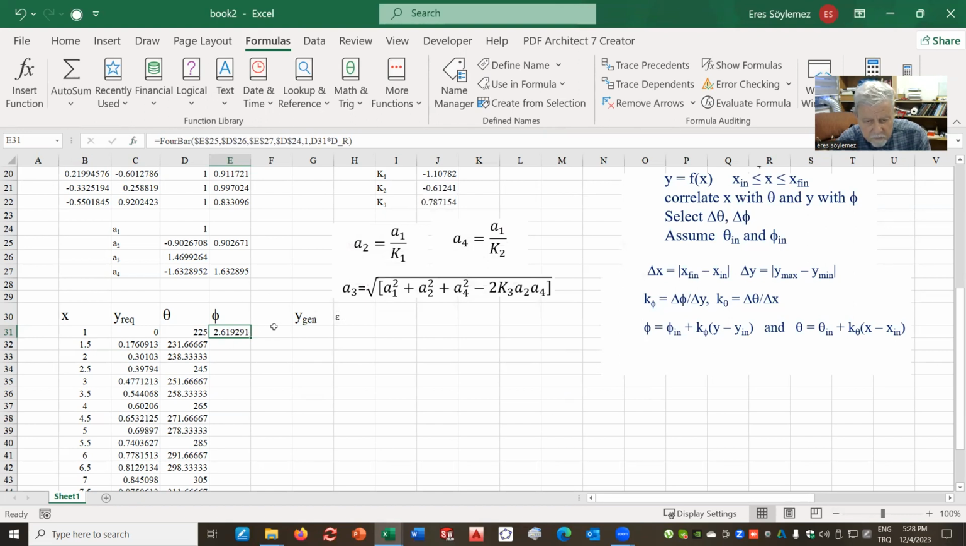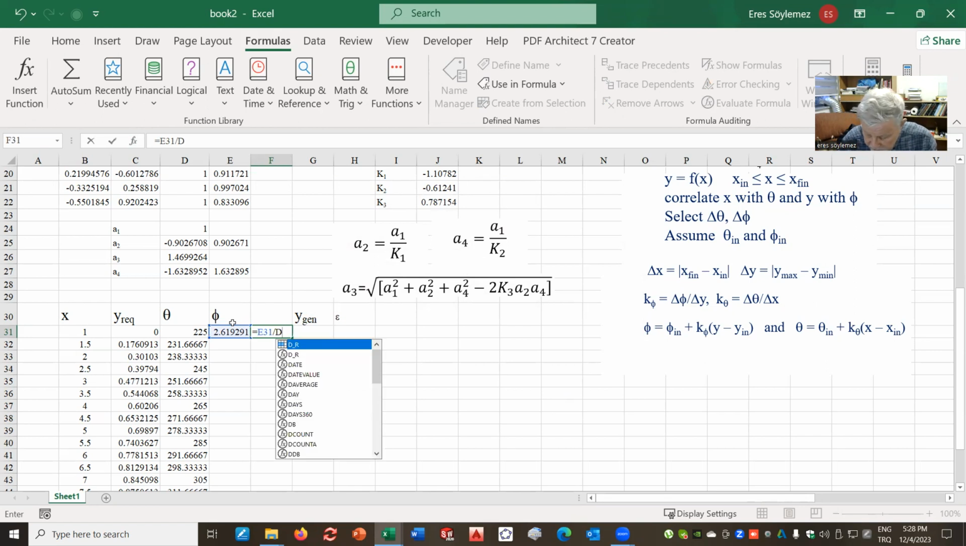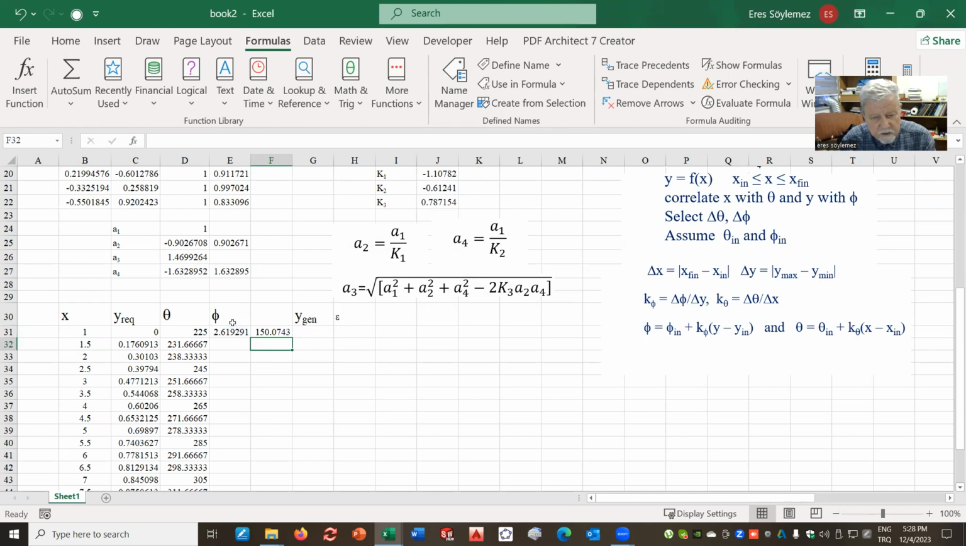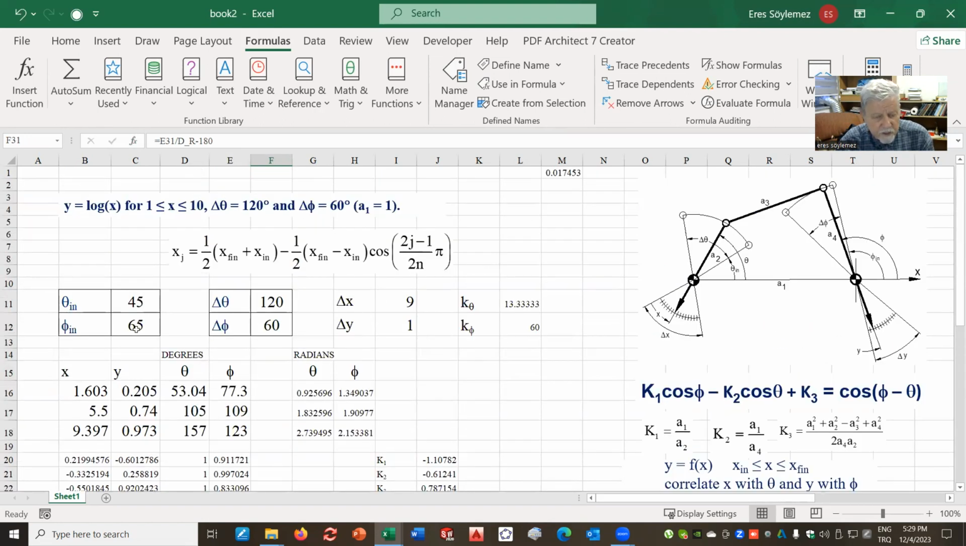Let me change that into degrees, which is equal to this value divided by d-r. 150 degrees. But this angle must be in the opposite direction, so I have to subtract 180 degrees from it. Notice there's a huge difference. This is minus 30 degrees, whereas 65 degrees.